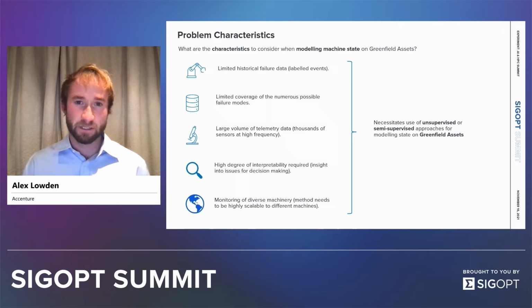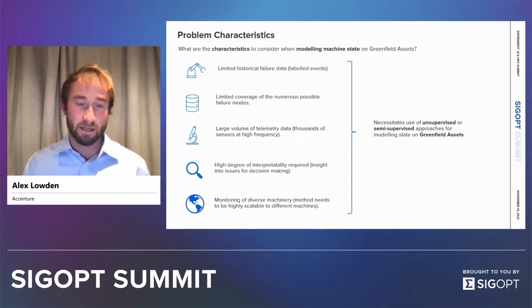Really, what are the characteristics of building such a system to detect the health of equipment on such a greenfield asset or a new asset? Now, there's really five characteristics to consider when building such a system.